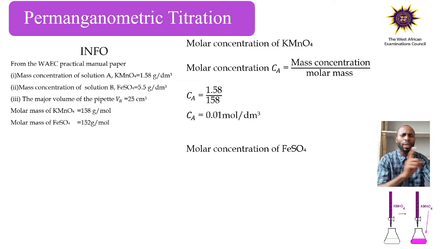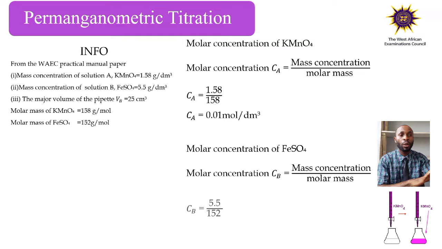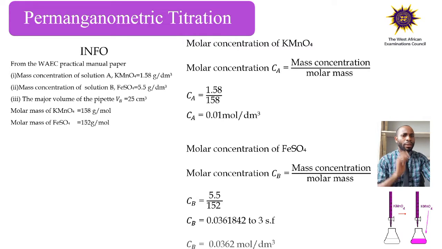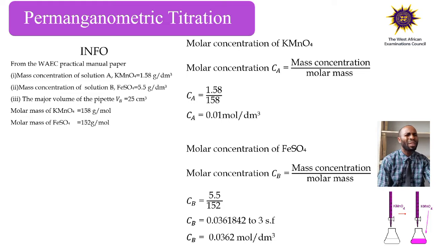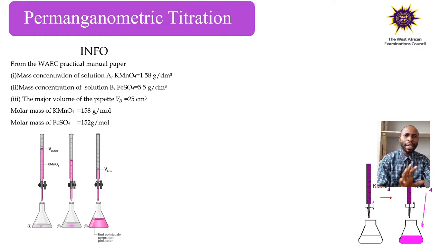If we do the same thing with that of iron 2 tetraoxosulfate 6, it will give us approximately 0.0362 mole per dm cube. Remember, I'm using 3 significant figures because most times WAEC and most examination bodies use 3 significant figures. So here, there are so many things we have with us, as you can see on the screen.